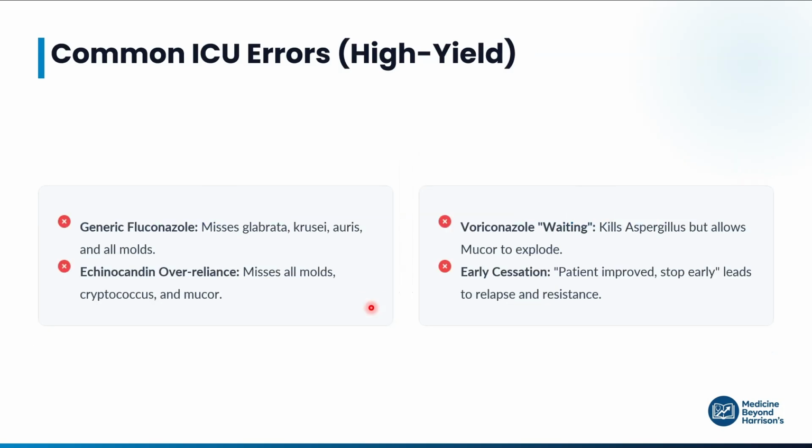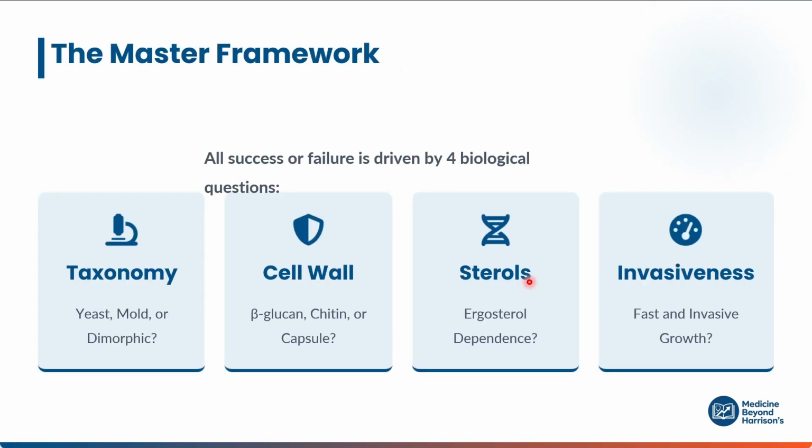So common ICU errors. Generic fluconazole misses glabrata, krusei, auris, and all molds. So don't go for fluconazole in the ICU. Echinocandin over-reliance misses all molds, Scedosporium and mucormycosis. So don't go for echinocandins initially. And voriconazole kills Aspergillus but allows Mucor to explode. Early cessation is also a very big blunder. Patient improved, stopped early, leads to relapse and resistance of the fungus.